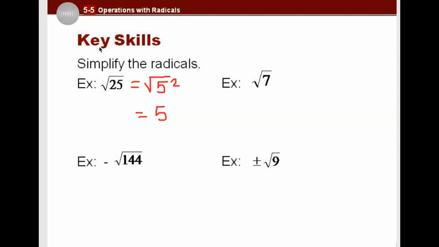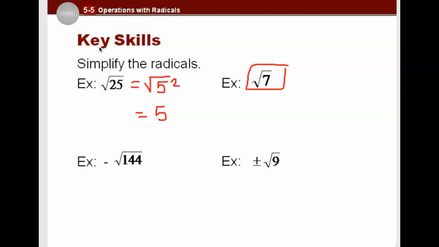7 is a prime number. The square root of a prime number remains that square root. So if you get a prime number under your radical, it cannot be simplified. The square root of 7 is the square root of 7. And that's why I said I don't want a decimal. I know you can type that on your calculator and get an approximation, but we don't want approximations. We want actual answers. So we leave that as the square root of 7.